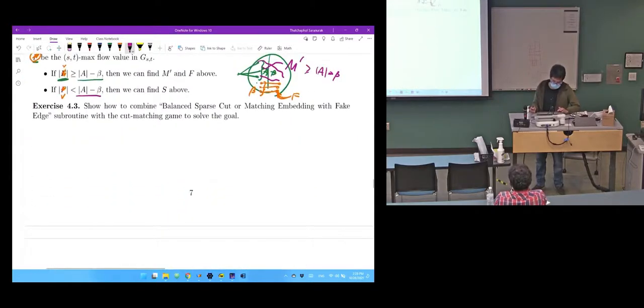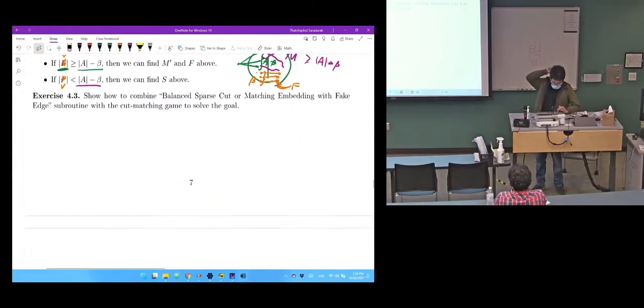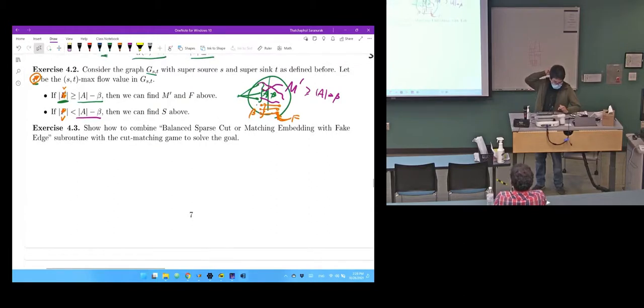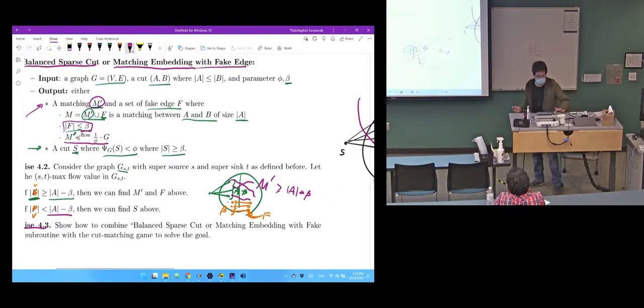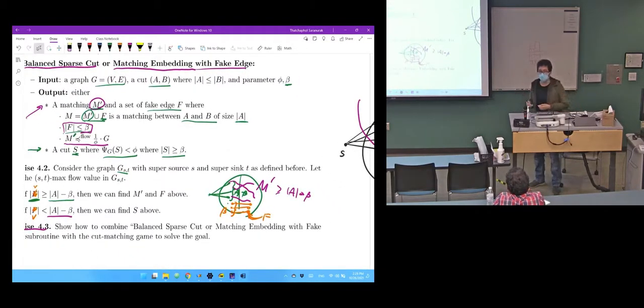Okay, good. And I will let you do this as an exercise: given this subroutine, how do you combine it with the cut matching game to solve the goal? It really just follows the same approach.